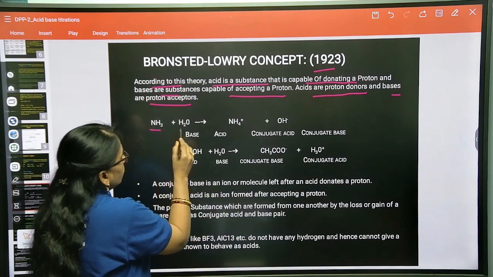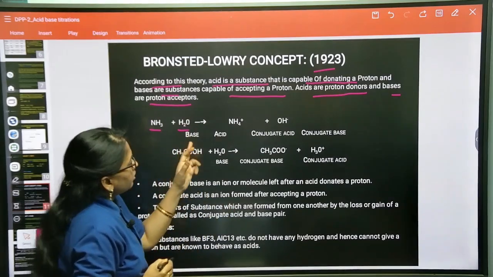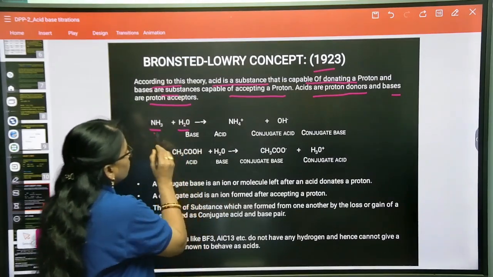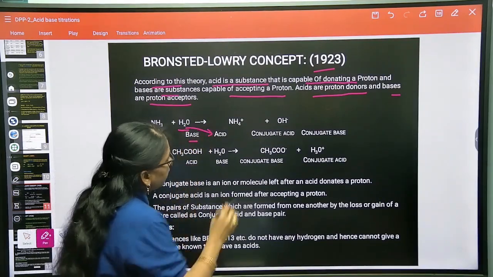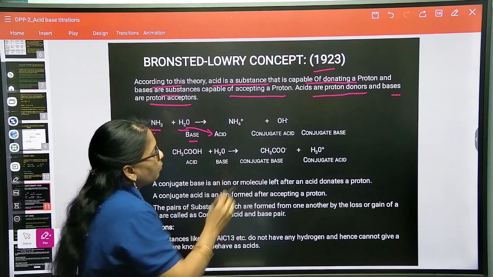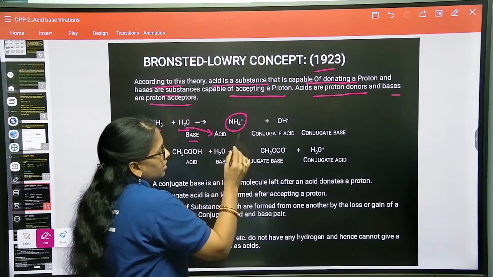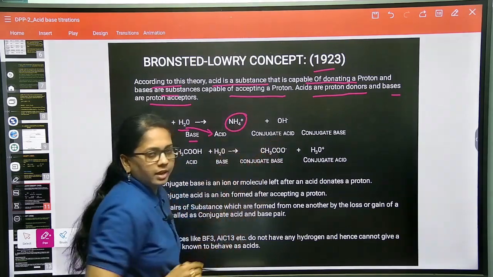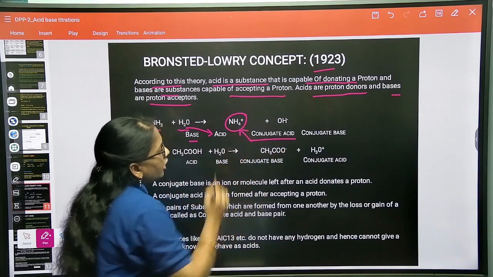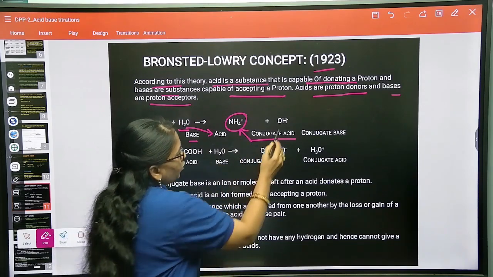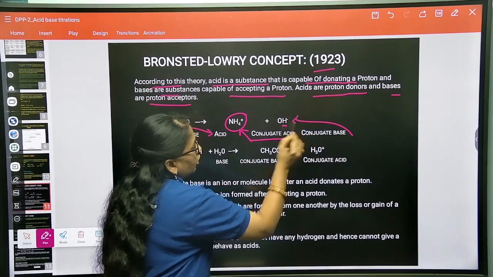And if you see an example like ammonia in presence of water, here ammonia acts as a base and water acts as an acid, thereby producing the ammonium ion. Okay, so this ammonium ion plus OH minus ion: the ammonium ion is called the conjugate acid, and the OH minus ion is called the conjugate base.